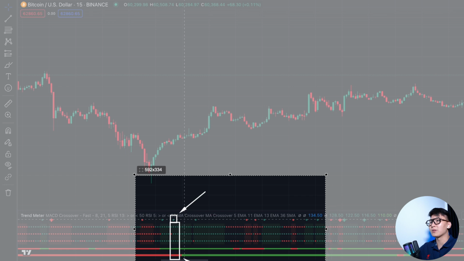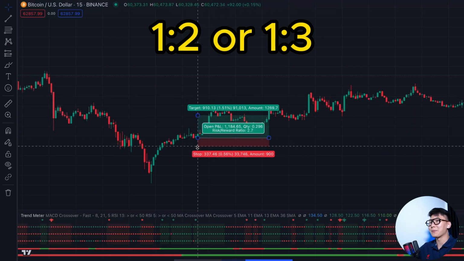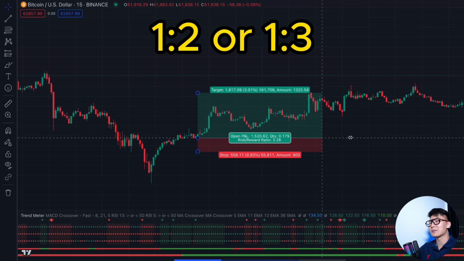Suppose you open your long position here. Always set your stop loss at the previous structural point. This strategy works well with the 1:2 or 1:3 risk-reward ratio.